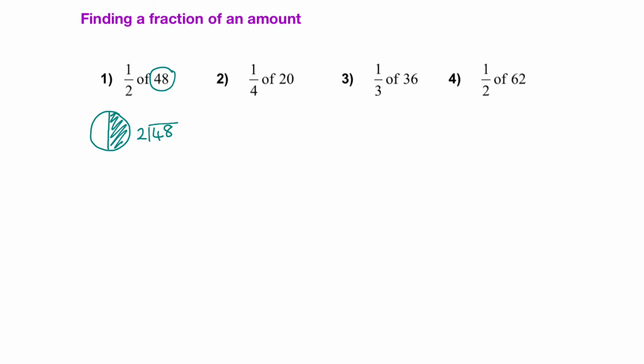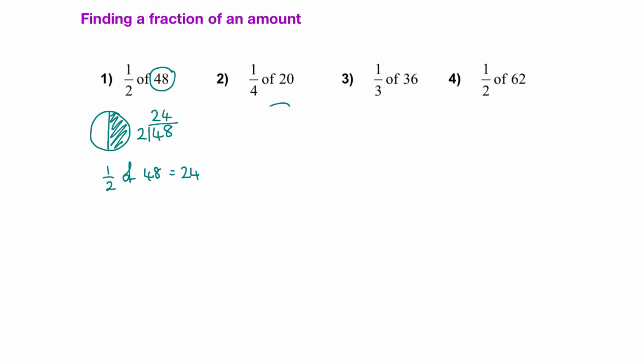So 2 into 4 goes 2 times. 2 into 8 goes 4 times. So that gives us, if we split 48 into 2 equal pieces, each piece has a size 24. So that must mean that a half of 48 is equal to 24. Okay?